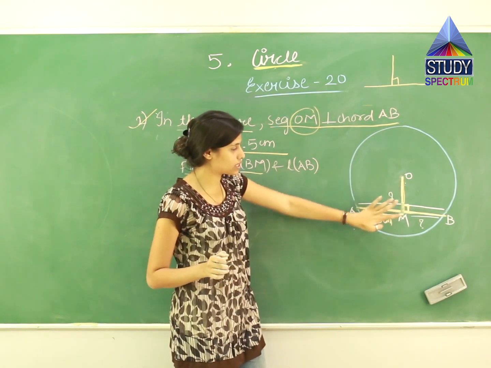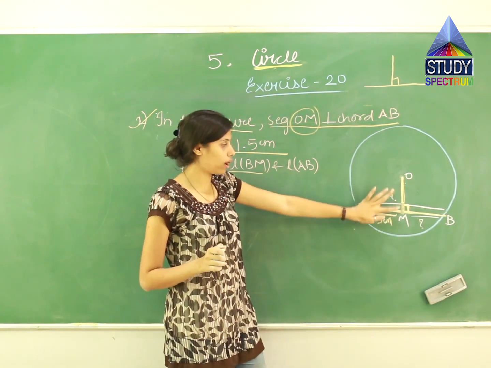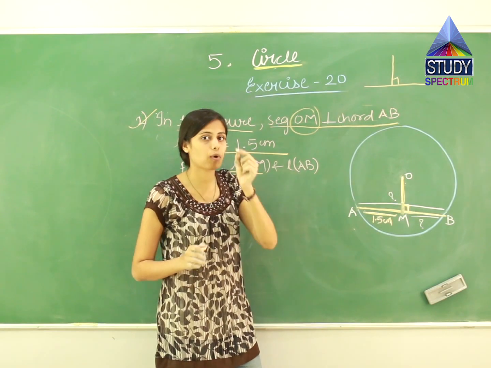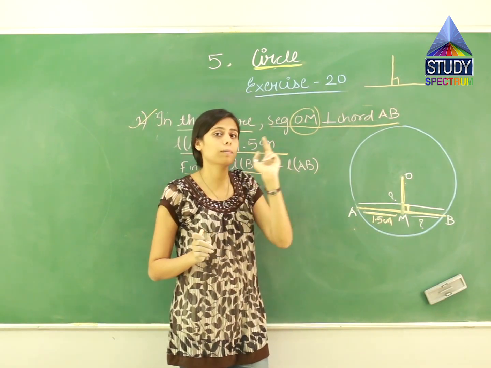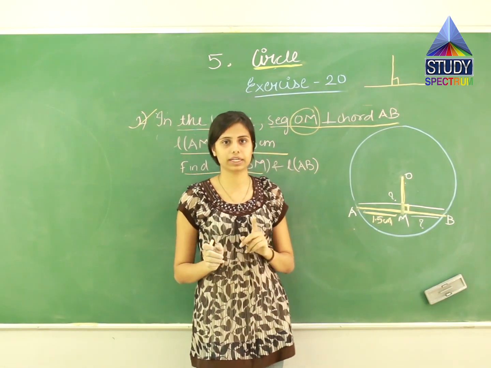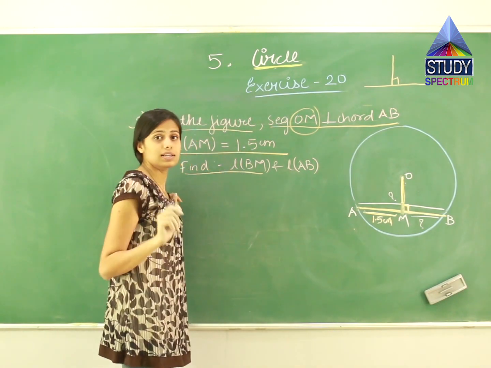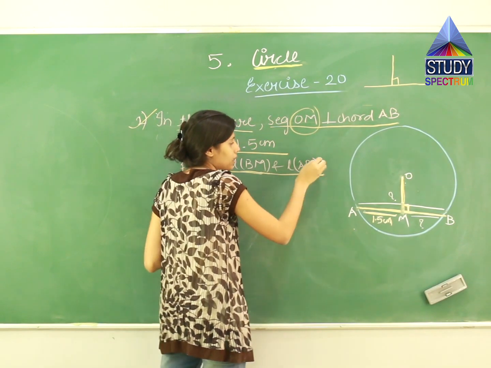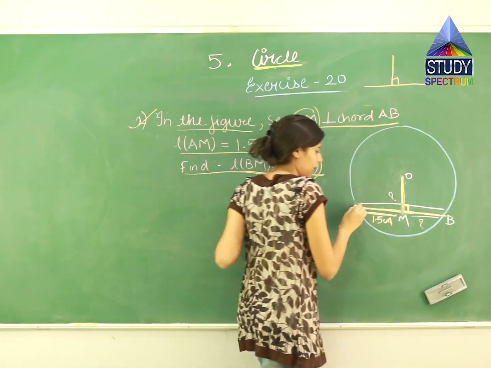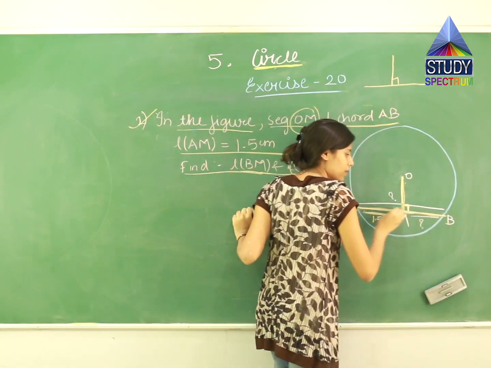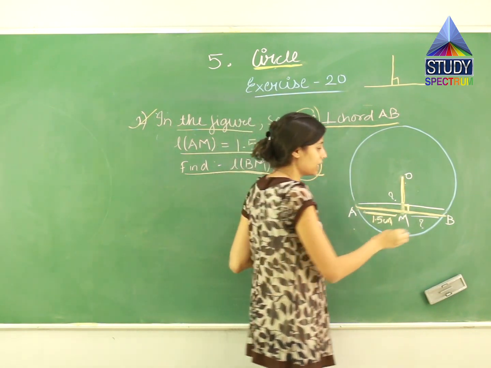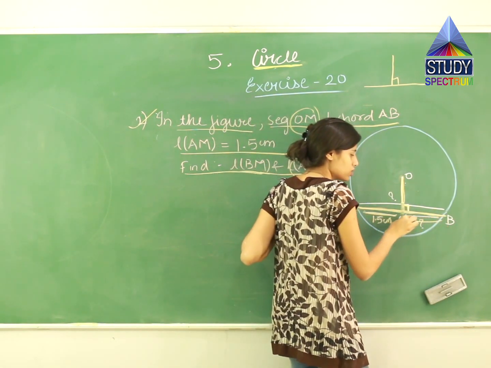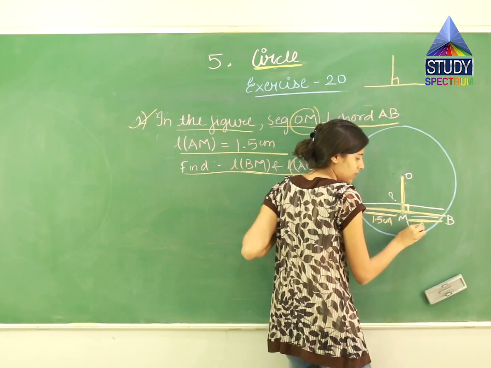Over here, OM is the perpendicular, right? And OM touches the chord AB at point M. So the distance from A to M is 1.5 centimeter. They are telling you to find BM and AB. So AB, we know what is AB. AB is chord AB. And what is BM? BM is the half part of this chord, which is over here, represented by a question mark.